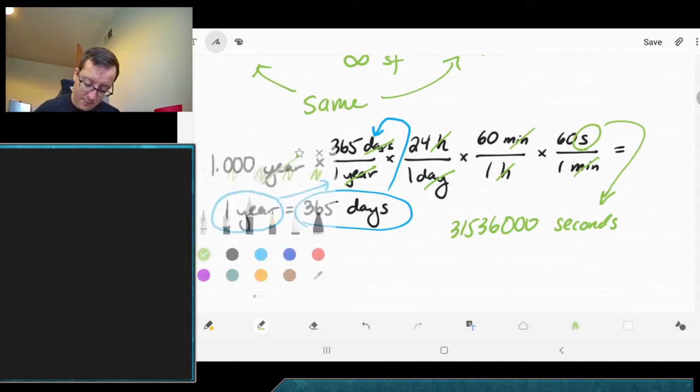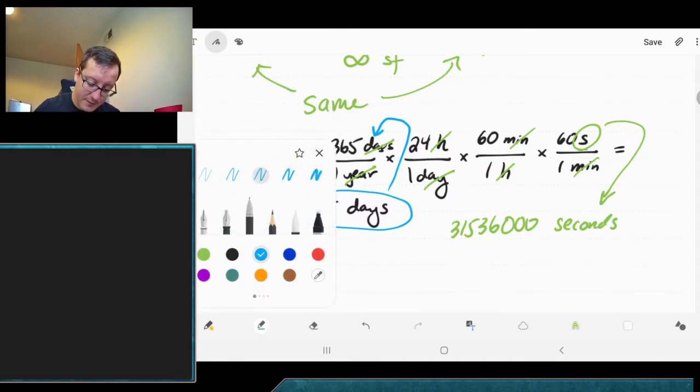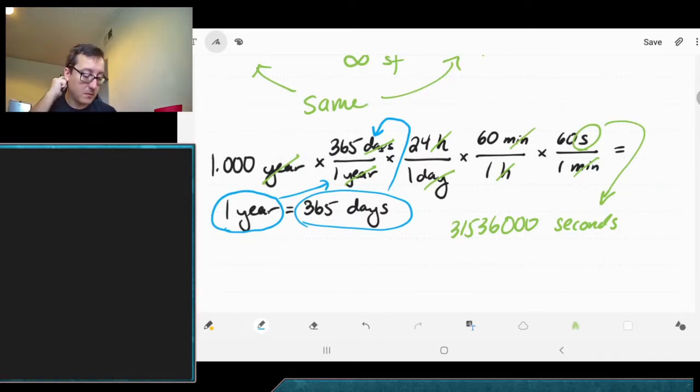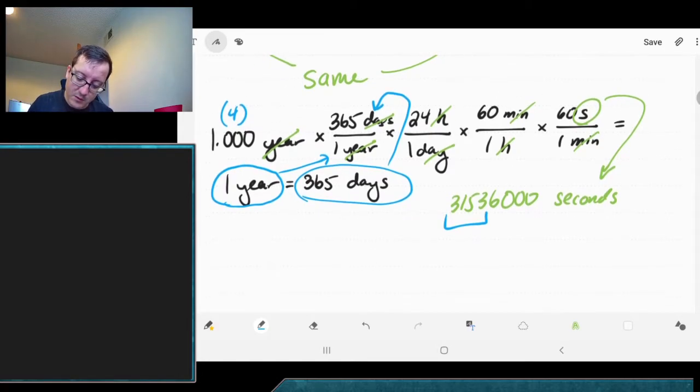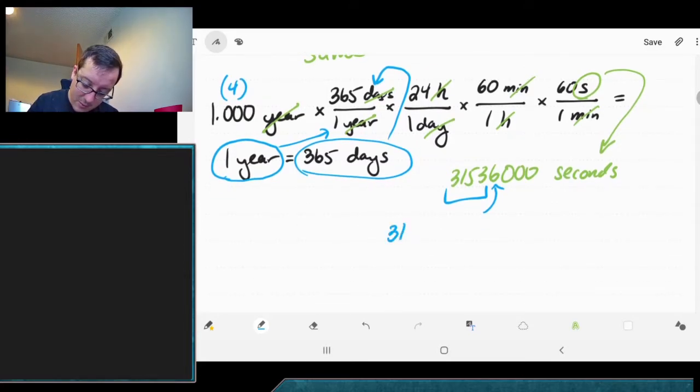Notice we have 4 sig figs in our first number we're starting with. So we're going to want 4 sig figs in our answer. So we're going to keep those. We see, aha, we're going to need to round this. So we'll get 31.54, 1, 2, 3, 4 seconds.